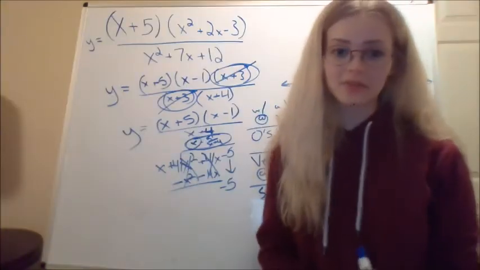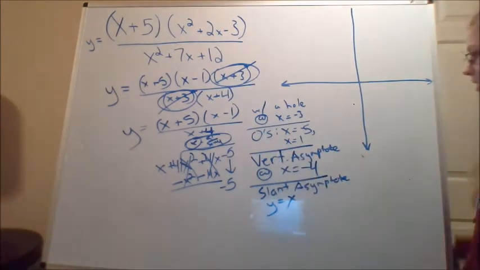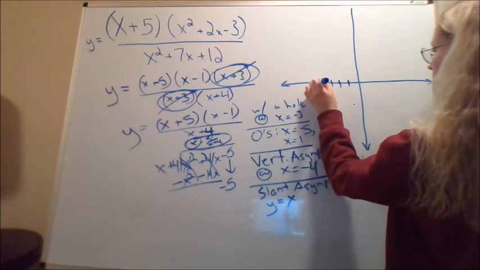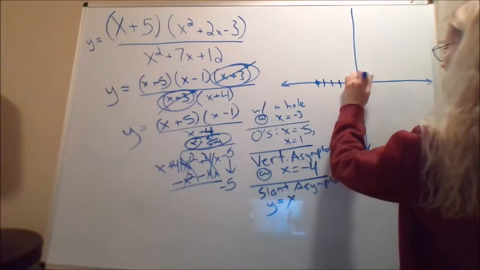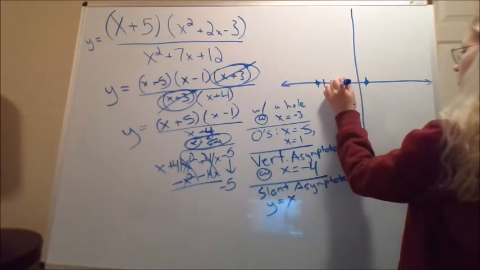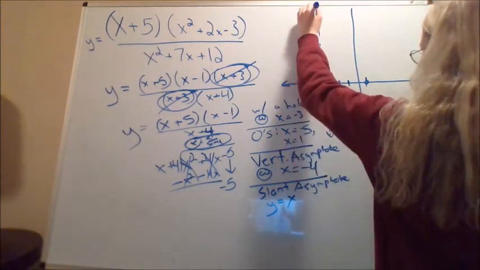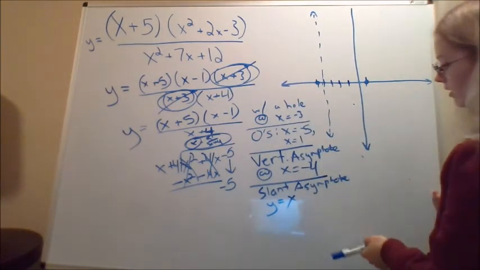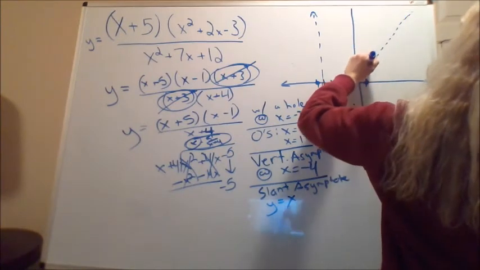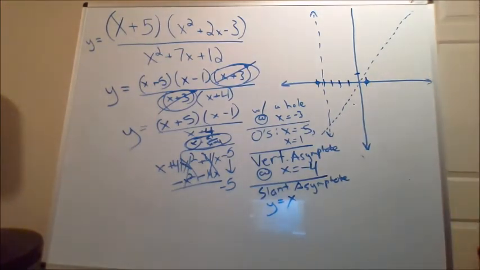So now that we have all this information, let's go ahead and graph it. So let's start out with zeros. Zeros are pretty easy. So we have a 0 at x equals negative 5, and x equals 1. We have a vertical asymptote at x equals negative 4, and we have a slant asymptote at y equals x. So this is about y equals x.